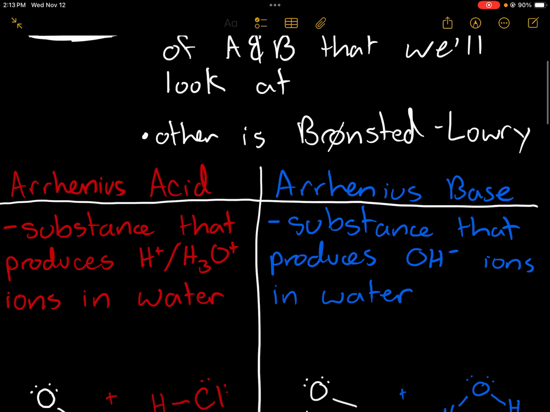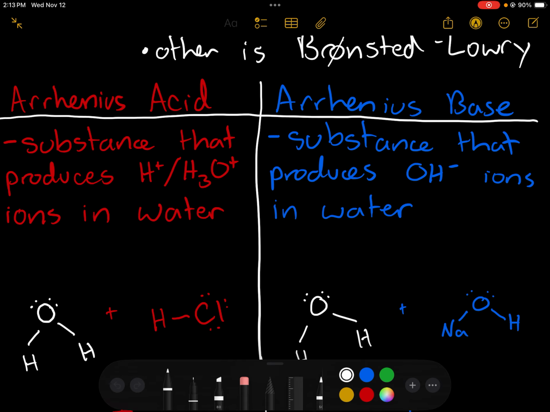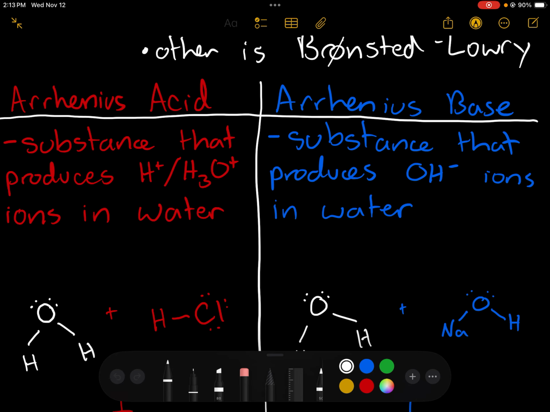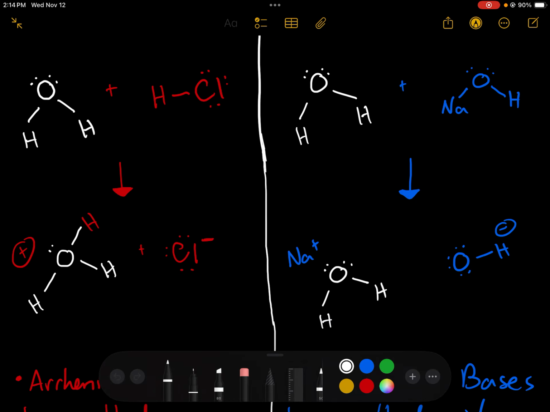So, an Arrhenius acid is basically a substance that produces either H plus or H3O plus ions in water, and an Arrhenius base is a substance that produces hydroxide ions in water. And so in this little doodle down here, I've kind of showed you how that works.